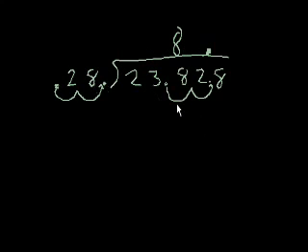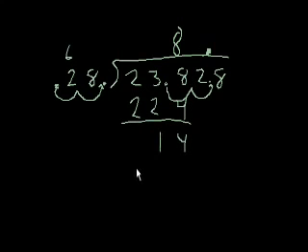8 times 8 is 64. 8 times 2 is 16, plus 2 is 22. Subtract, I get 14. I guessed right. Because the remainder, when I divide 28 into 238, and I say it goes into it 8 times, is 14, which is less than 28. So 8 was the largest number of times that the 28 could go into 238 without being larger.